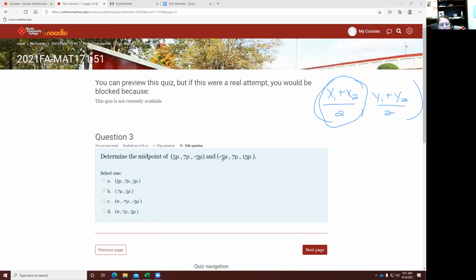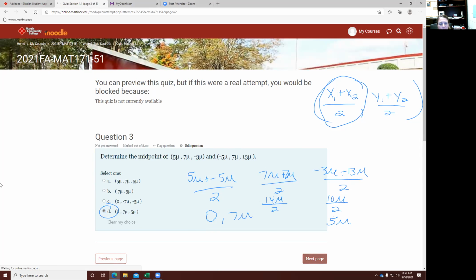So to determine the midpoint, we've got 3 dimensions. You still treat it the same way, okay? So we have 5 mu plus negative 5 mu divided by 2. That's going to give you a 0. Okay, that's 0 on top, divided by 2 is 0. 7 mu plus 7 mu all over 2, that's 14 mu. Divided by 2 is going to be 7 mu. And then the last one, negative 3 mu plus 13 mu divided by 2 is going to be 10 mu divided by 2, which is 5 mu, which would have been answer D.